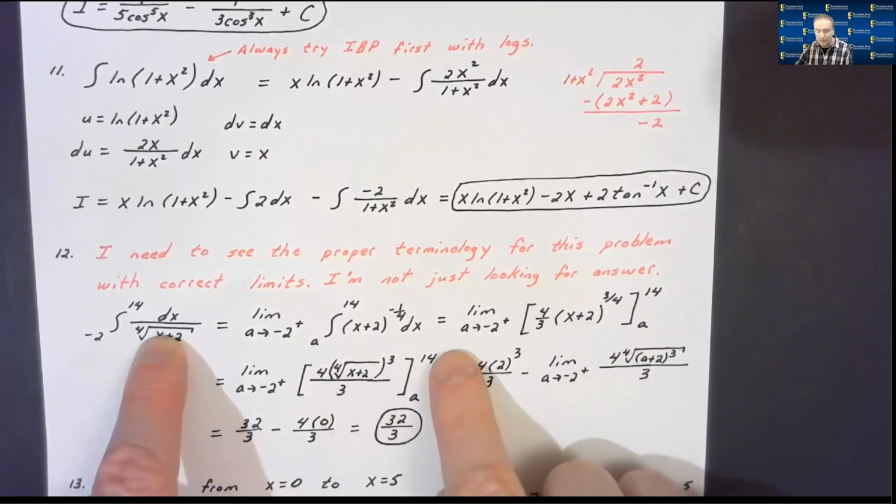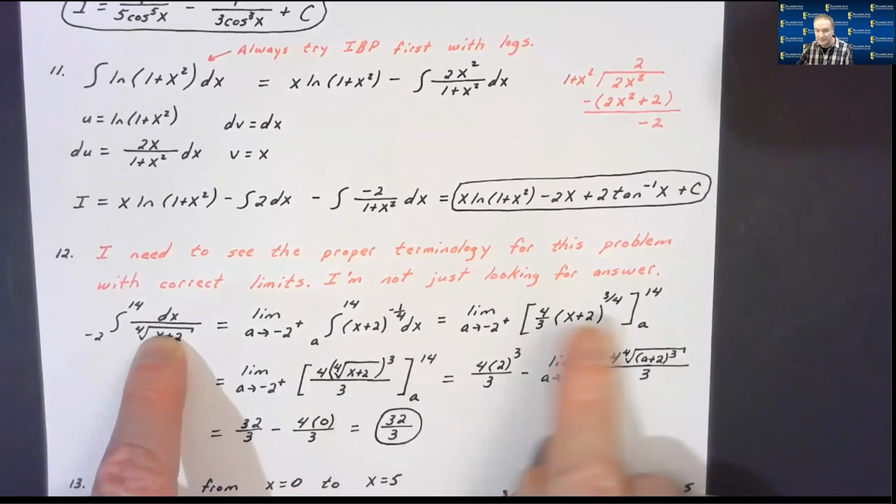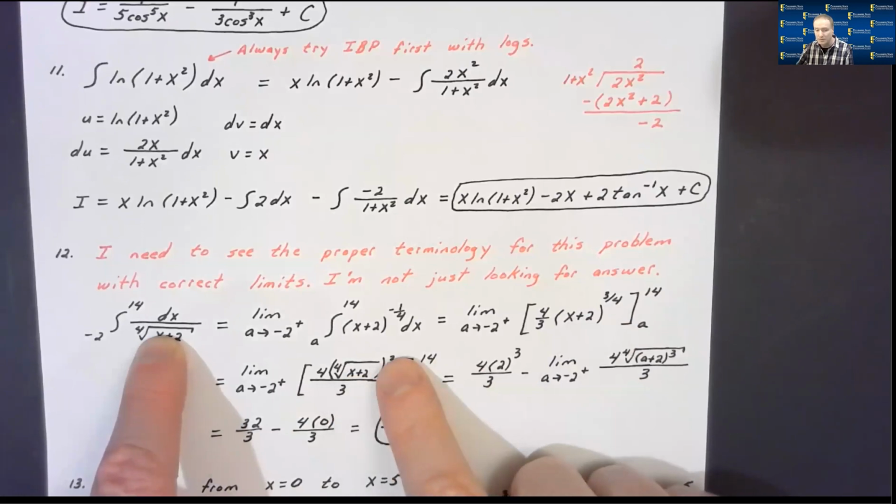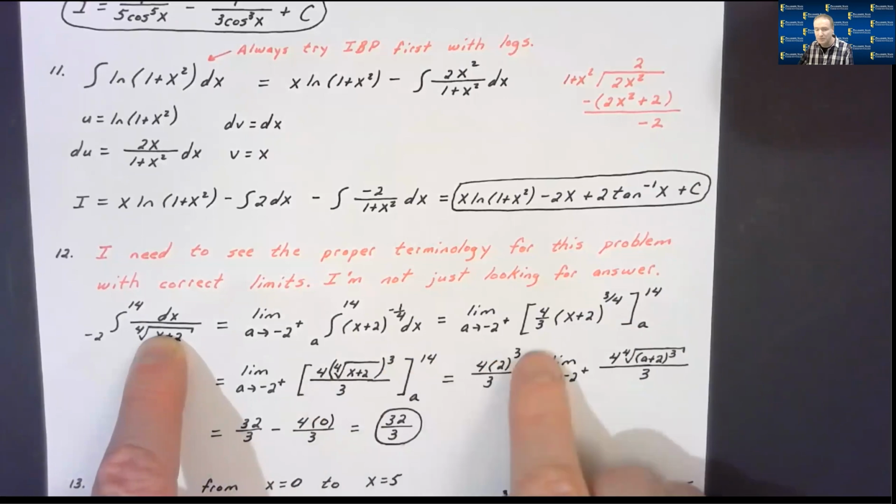well, at the upper limit, when we plug in our 14, that's what I was talking about up here. We know that this is going to become the 4th root of 16, which is 2. And then we're going to have a 2 cubed. We're going to have 4 times 2 cubed in the numerator divided by 3.